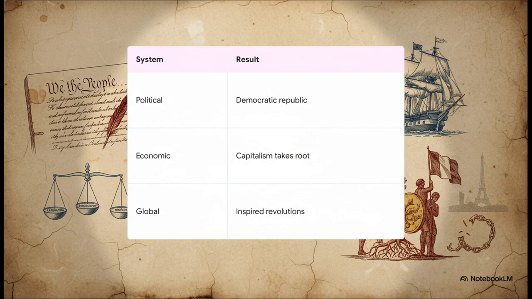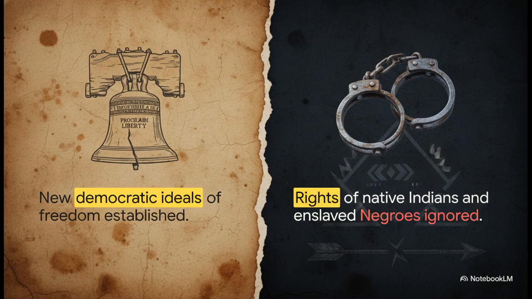Economically, capitalism started taking really strong roots, and globally, it became a massive fight against aristocracy and colonial domination itself, directly inspiring the French Revolution just a few years later. However, when we're analyzing the reality of 1783, we absolutely have to look at the complete historical picture. While these monumental democratic ideals of freedom and unalienable rights were being established for the Republic, the promise of freedom hadn't yet been extended to everyone. Specifically, as a matter of historical fact, the rights of the native Red Indians and of enslaved Negroes were simply not considered by the nation's founders at that time.